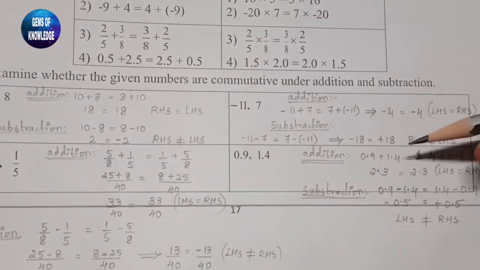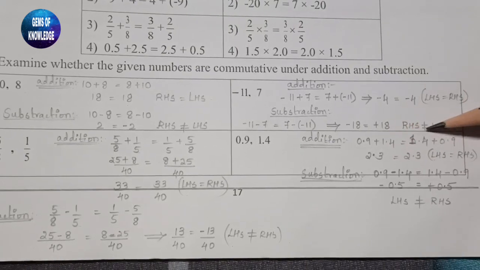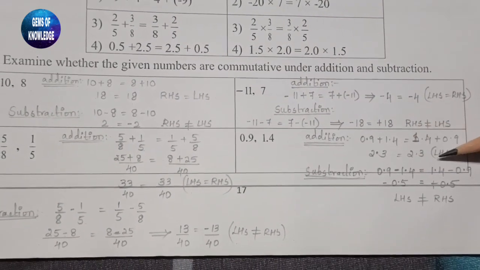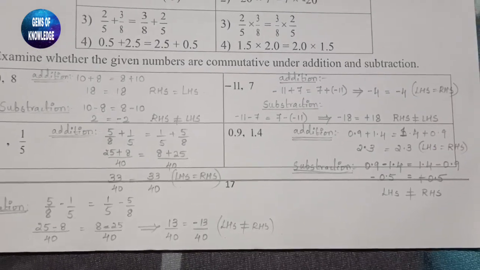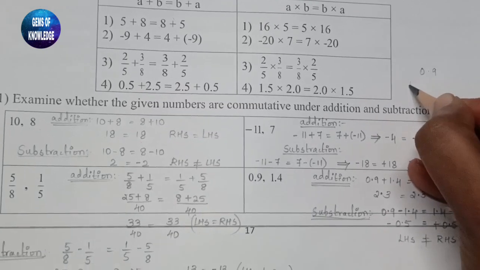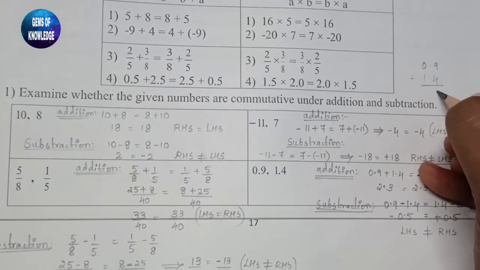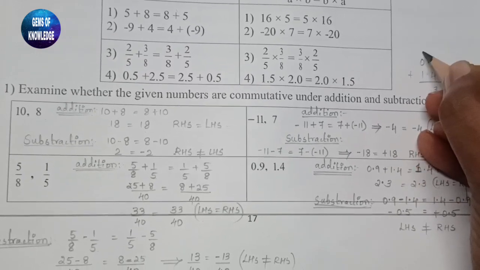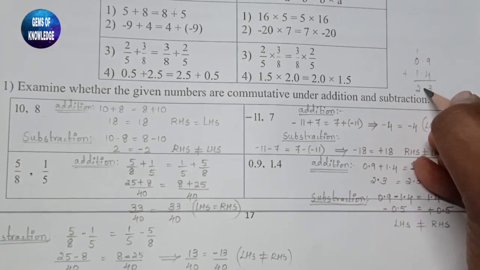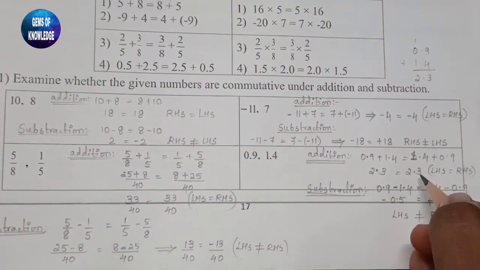Similar way here also addition, 0.9 plus 1.4 is equal to 1.4 plus 0.9. If you add these both, you are going to get 2.3. Okay, let me show you this. 0.9 plus 1.4. Okay, 9 plus 4 is 13 and 1 plus 1 is 2. This point will be as it is. So this is 2.3 and 2.3.